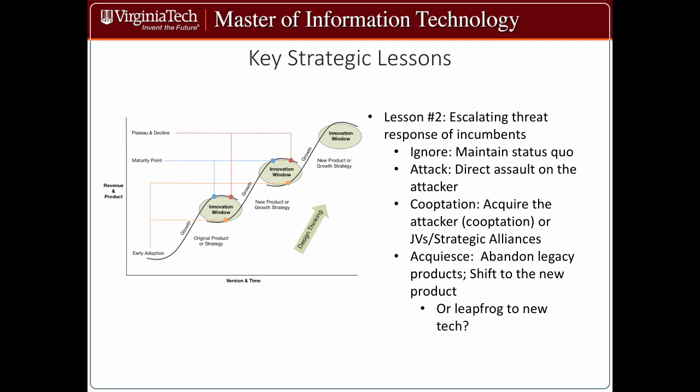The third stage is this co-optation strategy, where oftentimes companies are buying or acquiring the attackers, or they're using some other kind of alliance strategy to gain access. And so here you see some capitulation, if you will. Firms stop attacking what's being driven up through their market with the new S-curve, and they start trying to figure out how they can take advantage of it. And the fourth stage really is that acquiescence, where the firm gives up its attempt at dual transformation, abandons legacy products, and shifts to the new product, or maybe even potentially leapfrogs to a new set of technologies.